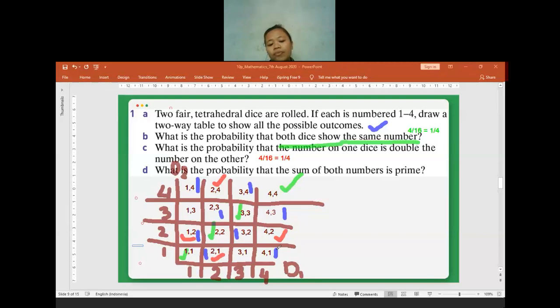1 and 1, yeah. 1 plus 1 is 2. 2 plus 1 is 3. So how many are there in total? 9. 9 out of how many? 16. Okay. Is there anyone who is confused so far before I move to the next question?